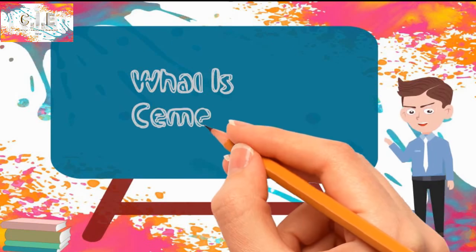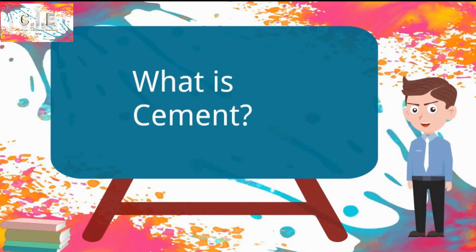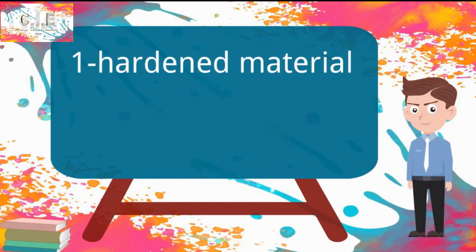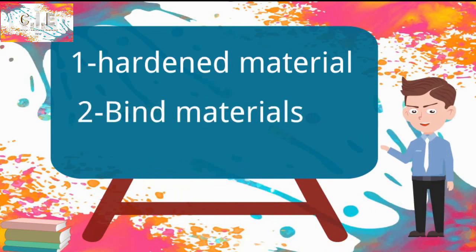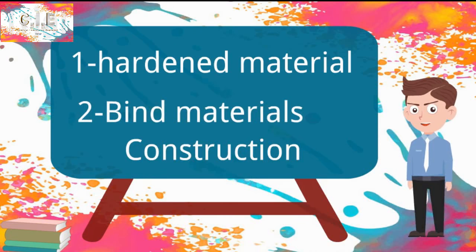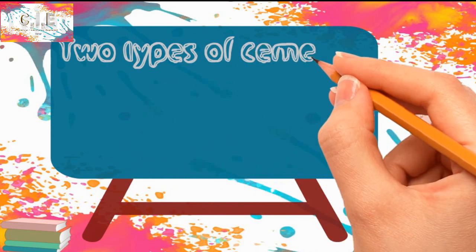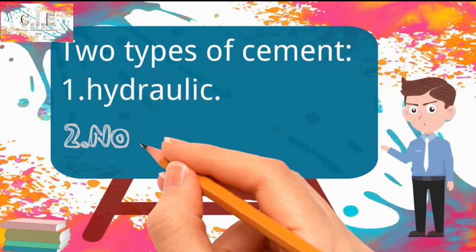Question now, what is cement? Cement is a substance used to make hardened material and bind different materials together in construction. There are two types of cement, hydraulic and non-hydraulic.